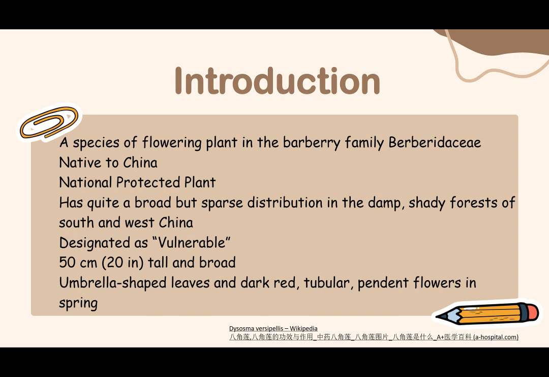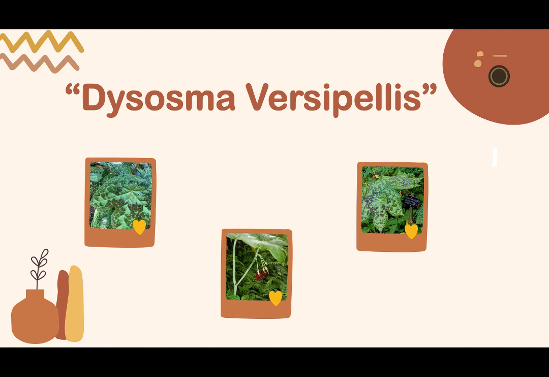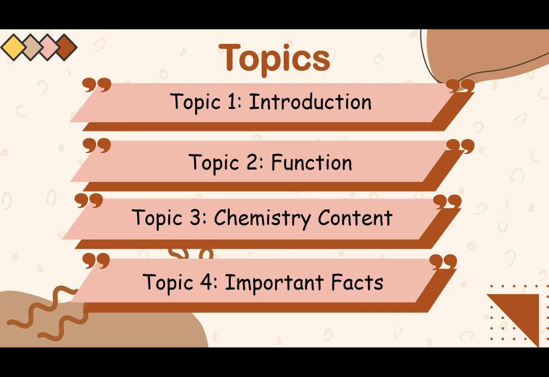It has umbrella-shaped leaves and dark red tubular pendant flowers in spring. There are several characteristics of DV so you can recognize it. Its leaves look like umbrellas, and the flowers are dark red like this. The middle figure shows the flower of DV, and the rest show the leaves of DV.